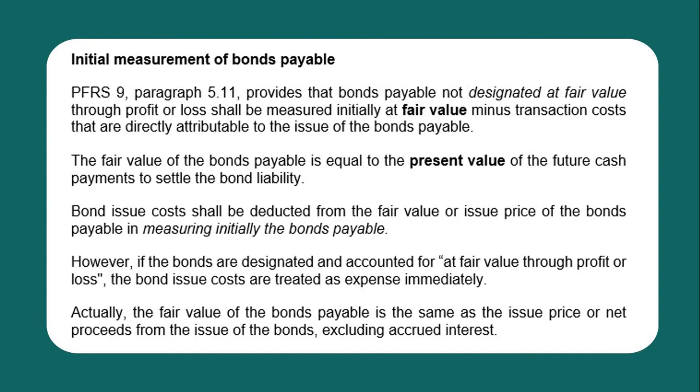Now, the fair value of the bond is usually equal to the present value of the future cash payments to settle the bond liability. So, what includes the future cash payment? Of course, we have the principal payment and the interest payment. So, you just get the present value of those payments, then that will be the fair value.